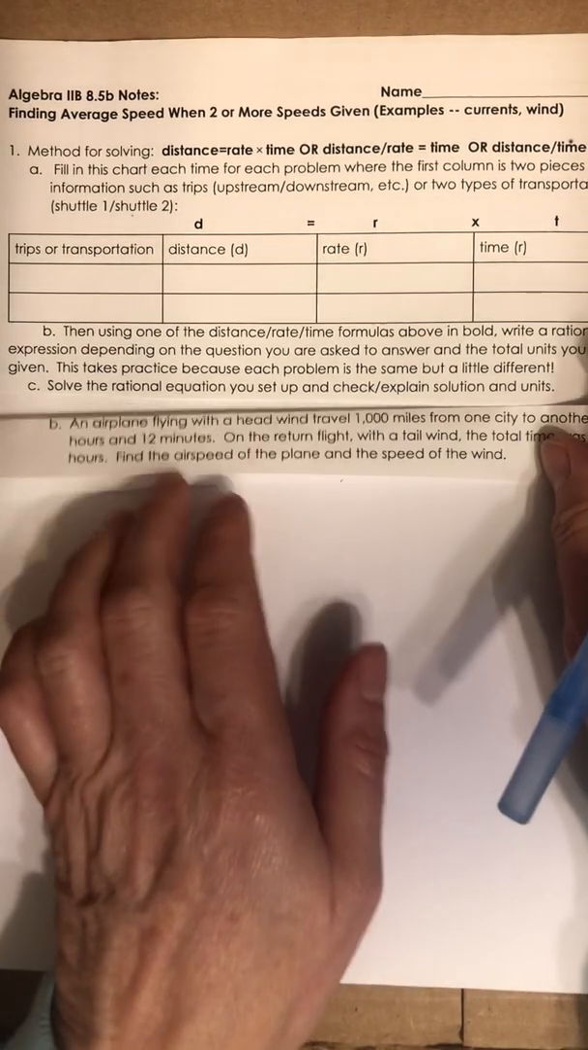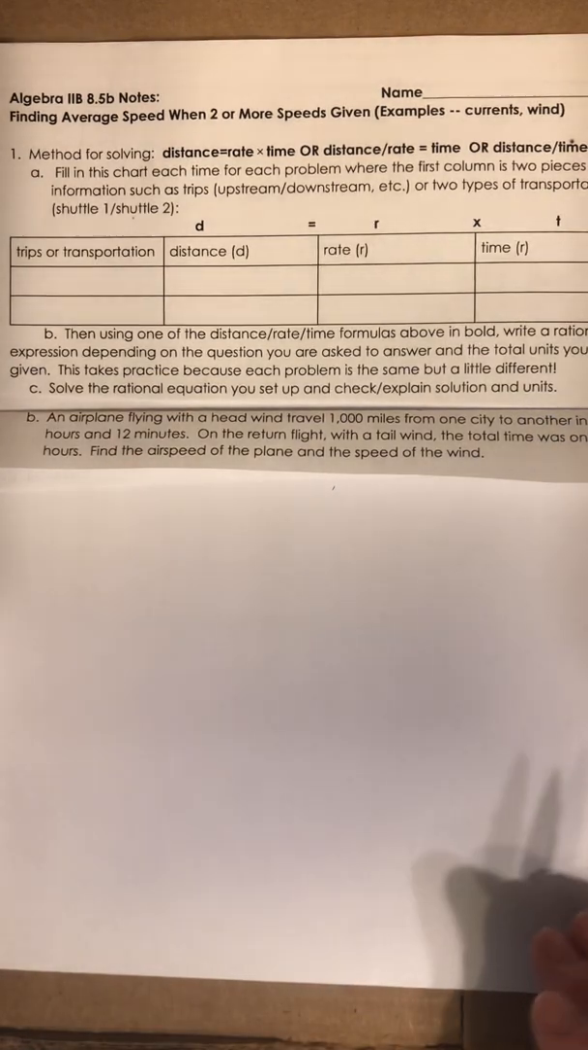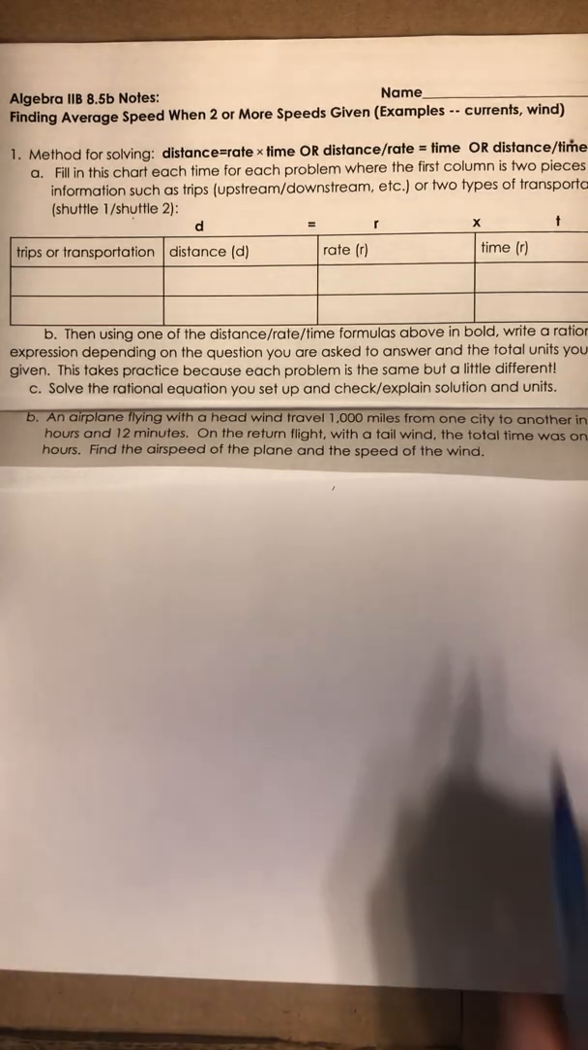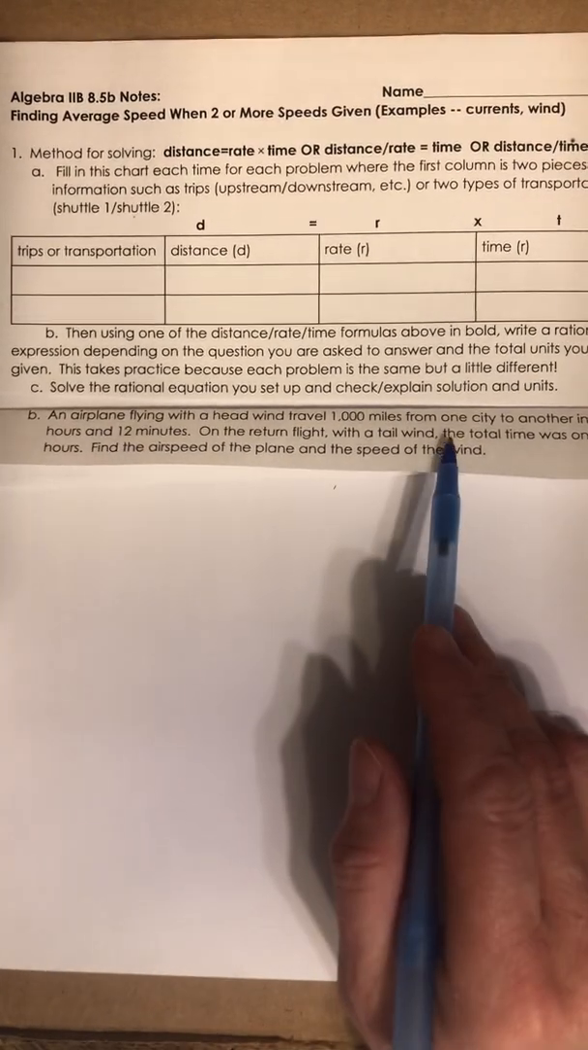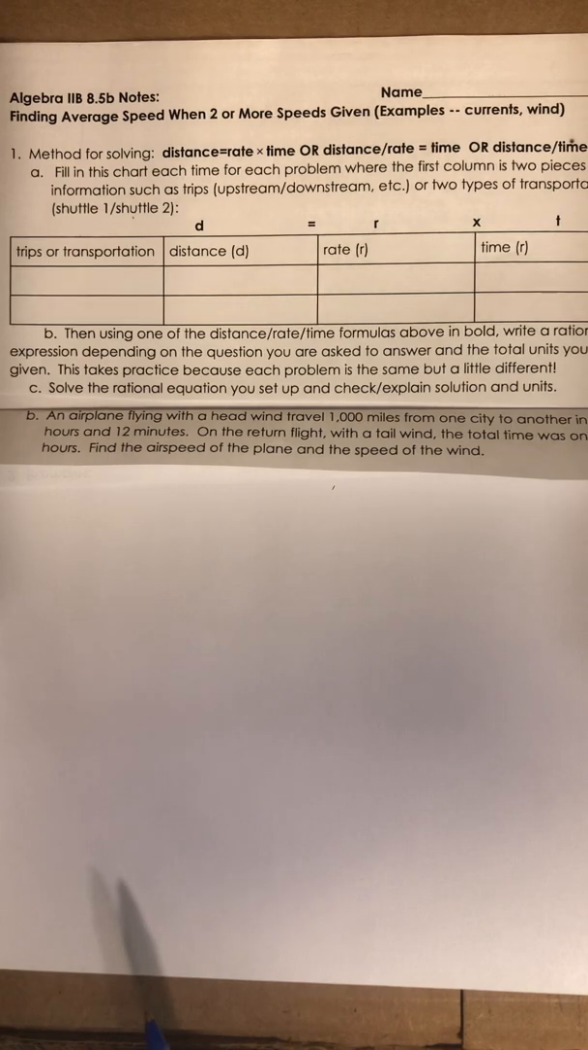An airplane flying with a headwind, that means that the wind is going against the head of the plane, travels 1,000 miles from one city to another in 2 hours and 12 minutes. On the return flight with a tailwind, the total time was only 2 hours. A tailwind means the wind is pushing behind, on the tail of the plane, and actually helping it. That's why it only takes 2 hours. A headwind works against the head of the plane and actually slows it down more than you would think. That's why it takes 2 hours and 12 minutes.